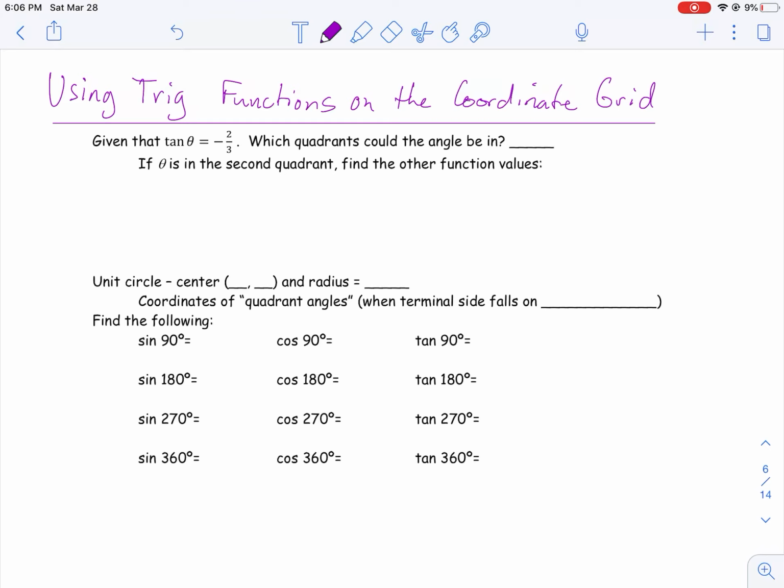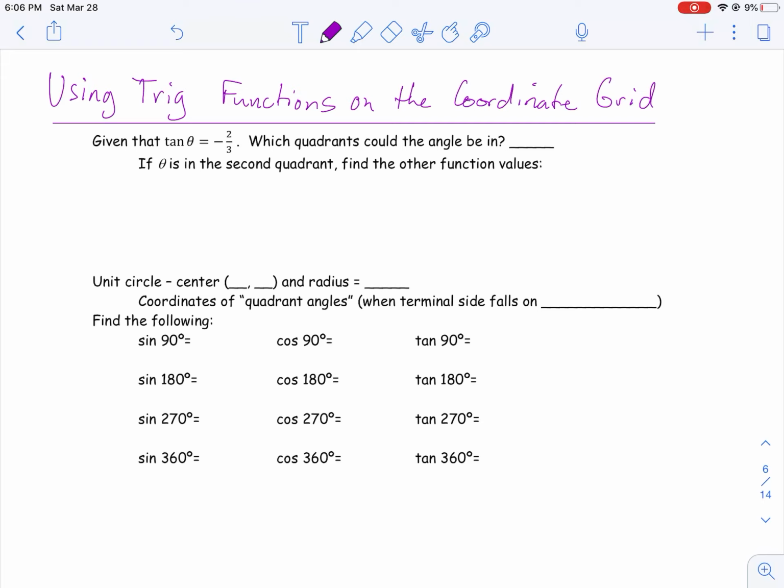Welcome. In this video, we're going to take a look at how we can use the trig functions on the coordinate grid. In the last video, we looked at some definitions, and we are going to use those here. So for tangent, in this example, it tells us the tangent of an angle is negative 2/3. Which quadrants could the angle be in?